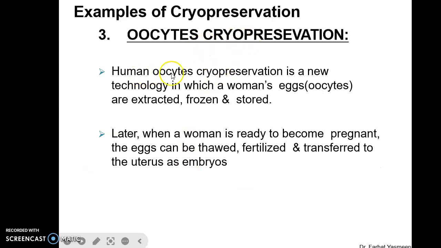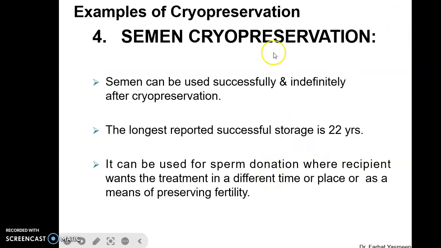Oocyte cryopreservation. Human oocyte cryopreservation is a new technology in which a woman's eggs, or oocytes, are extracted, and then these are frozen and stored. Later, when the woman is ready to become pregnant, the eggs can be thawed, fertilized and transferred to the uterus as embryos. Semen cryopreservation is another example of cryopreservation.